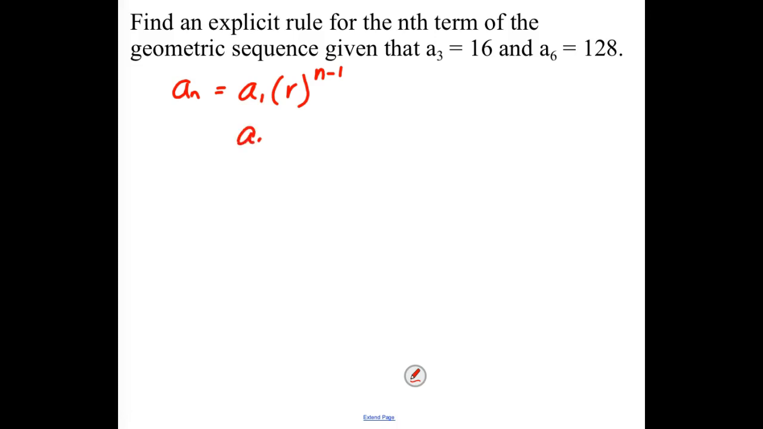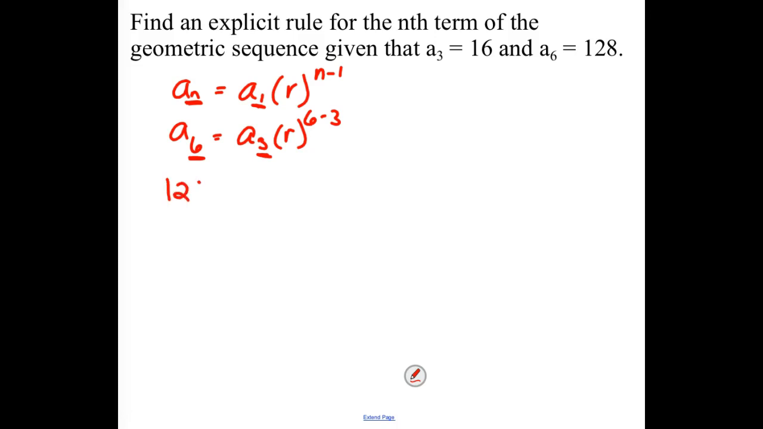We're going to start with the third term, multiply it by r. How many times till we get to the sixth term? What would my power need to be to move from the third term to the sixth term? I'd have 6 minus 3 for a power, right? Here I had n minus 1. Now I'm going to have 6 minus 3. I have to make 3 jumps to go from the third term to the sixth term.